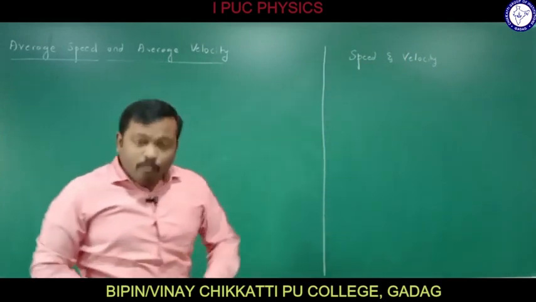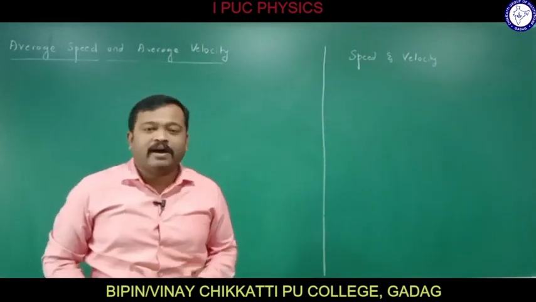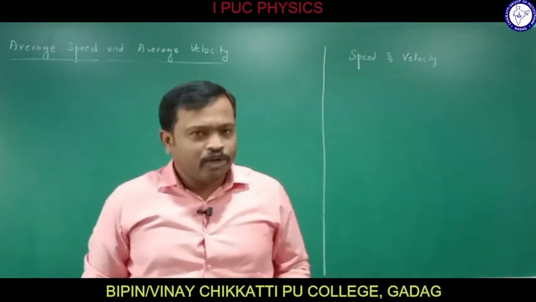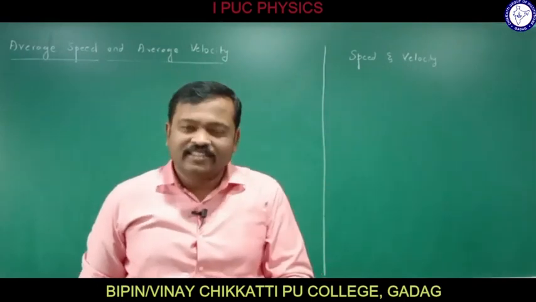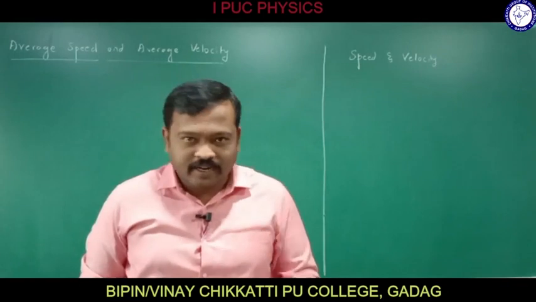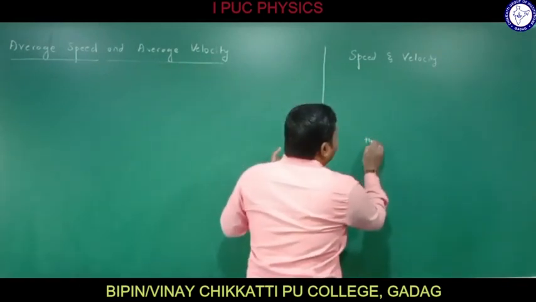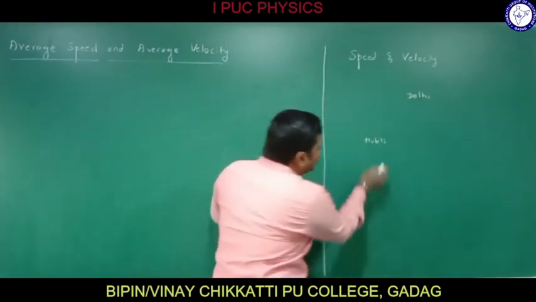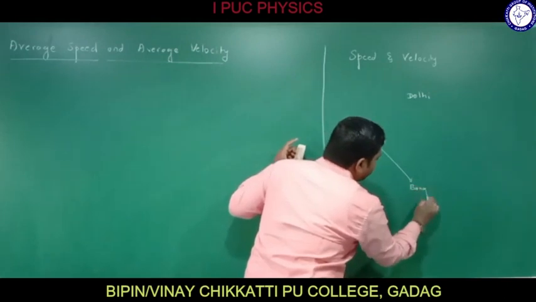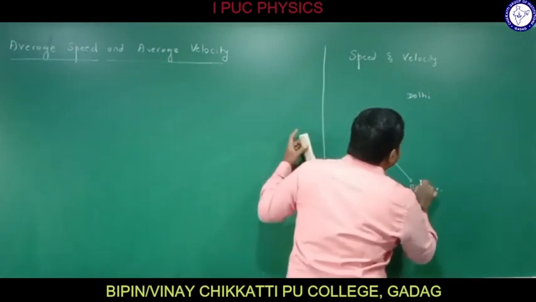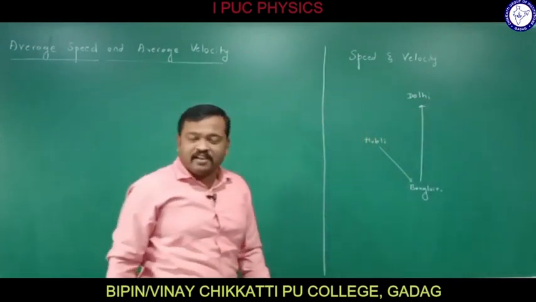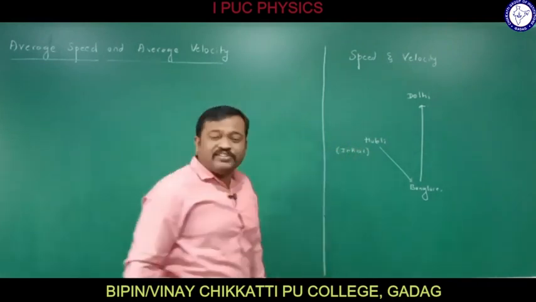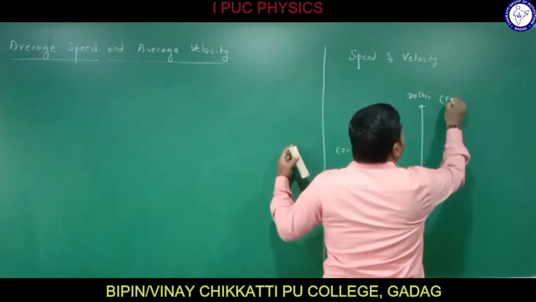You want to travel from Hubli to Delhi by flight, but you don't have a direct flight from Hubli to Delhi. So you need to travel from Hubli to Bangalore first, then catch a flight from Bangalore to Delhi. Which is your initial position? Hubli is your initial position. Which is the final destination? That is Delhi here.